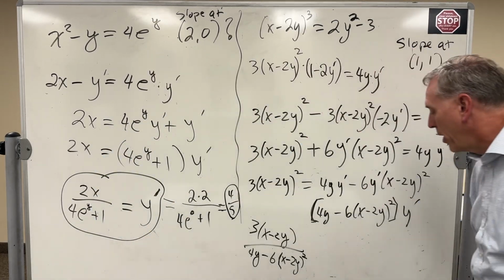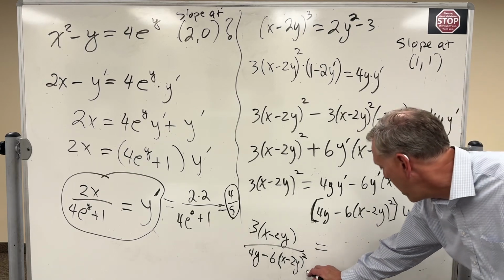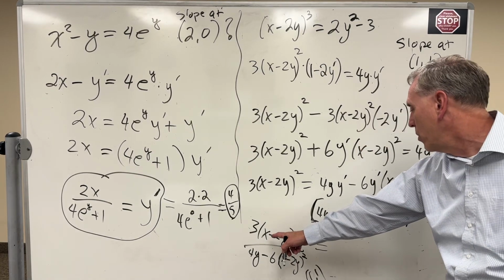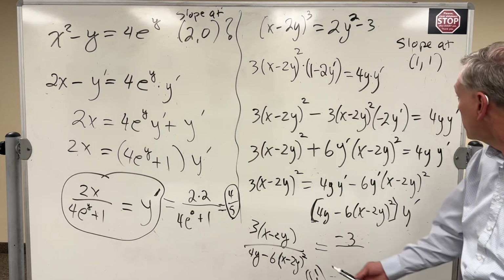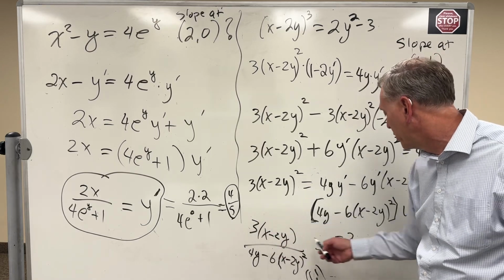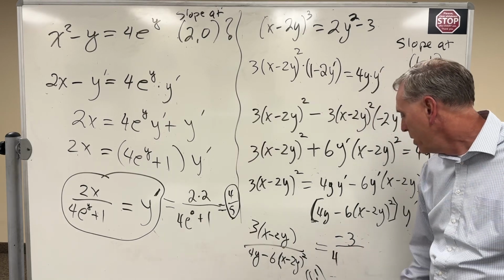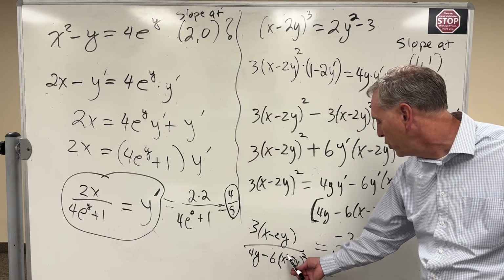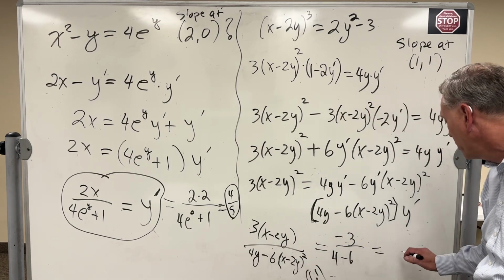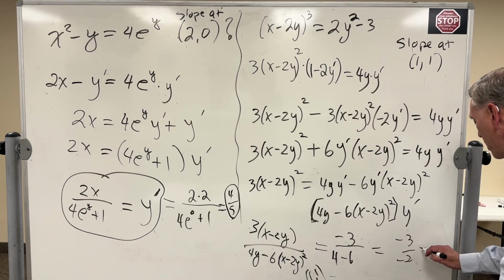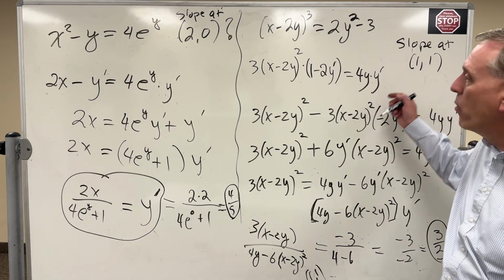Now, we got to put 1, 1 in there. We want to know what this value is at 1, 1. So at 1, 1, we're going to put in 1 minus 2, which is minus 1, times 3 is minus 3. And then we have 4 times 1, that's 4. We have 1 minus 2 is a minus 1 squared, it's a positive 1, times 6, so that's minus 6. So this looks like to me we get minus 3 over minus 2, which is all equal to 3 halves. So that gives us the slope at 1, 1.